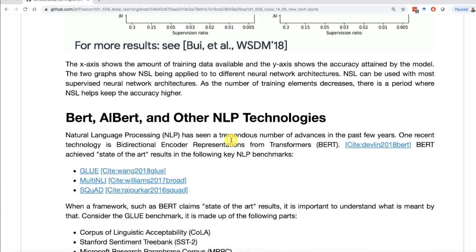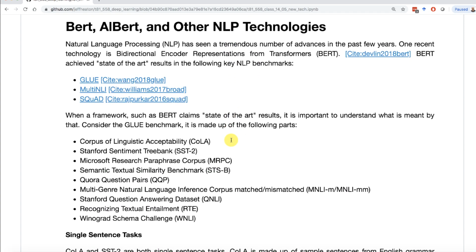Okay, the other one that I'm really interested in is BERT, ALBERT, and other natural language processing technology. This is one that I am actively looking at myself right now. This will almost certainly find its way into the class. This is one where Google often touts that they have achieved state-of-the-art results. I find that very interesting.